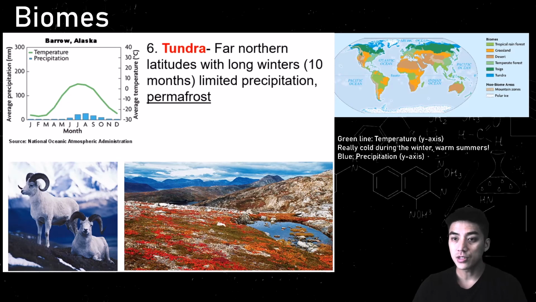Lastly, you have the tundras, which are in the far northern latitudes, so near the North Pole, like above the taiga biomes. And these are characterized by long winters. Usually they're like 10 months long, a lot of permafrost, okay, so ice caps and glaciers, and limited precipitation.